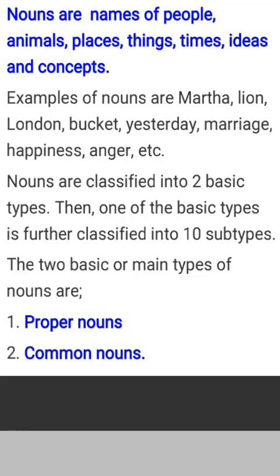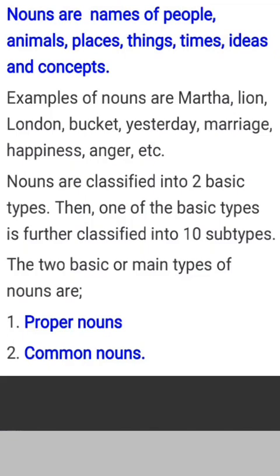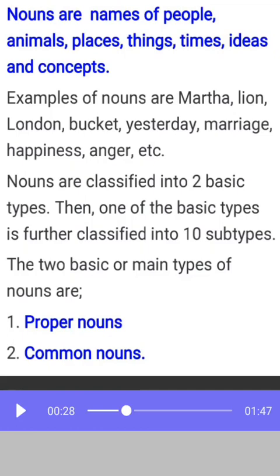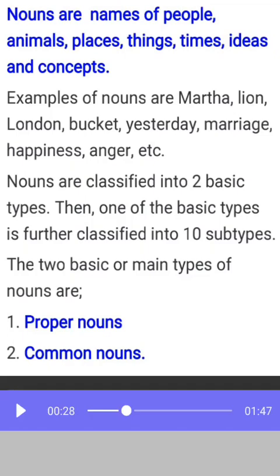And now, starting the lesson proper, nouns are classified into 2 basic types. Among these basic types, one of them is further divided into 10 subtypes. So at the end of the day, we actually have 12 types of nouns: 2 basic types, and 10 subtypes under one of the basic types. But then, what are the 2 basic types of noun? They are proper nouns and common nouns. So the 2 basic types of nouns are proper nouns and common nouns.